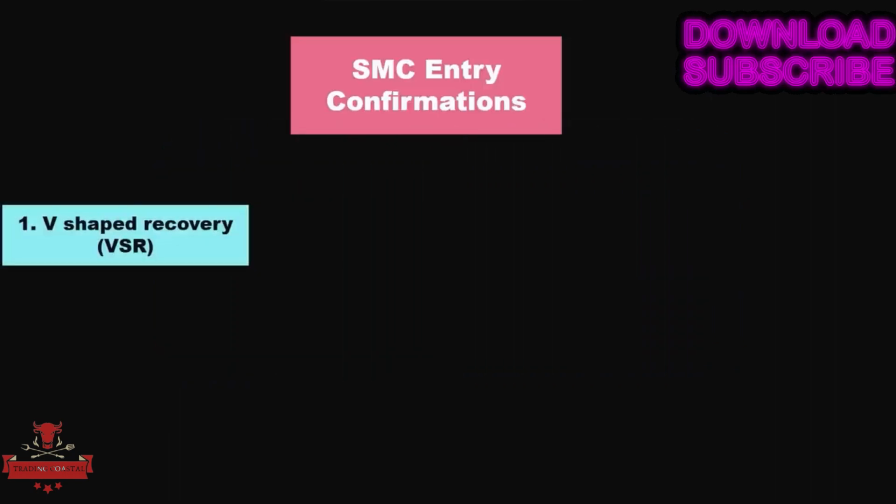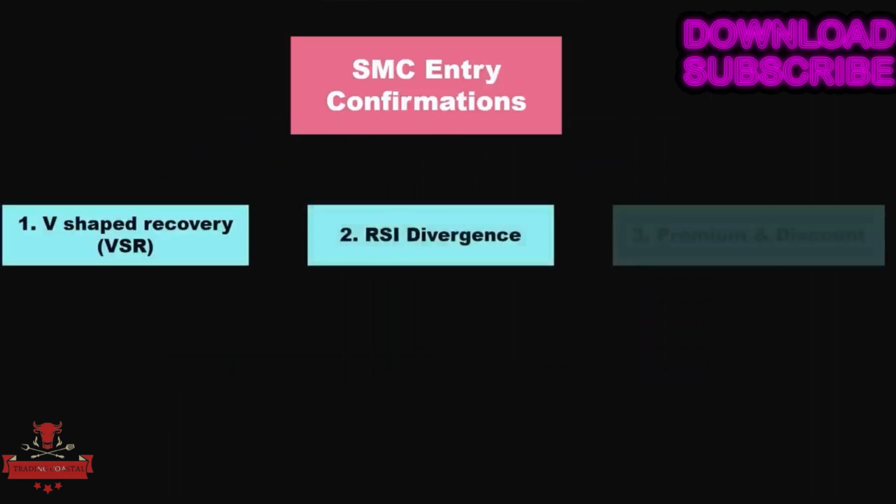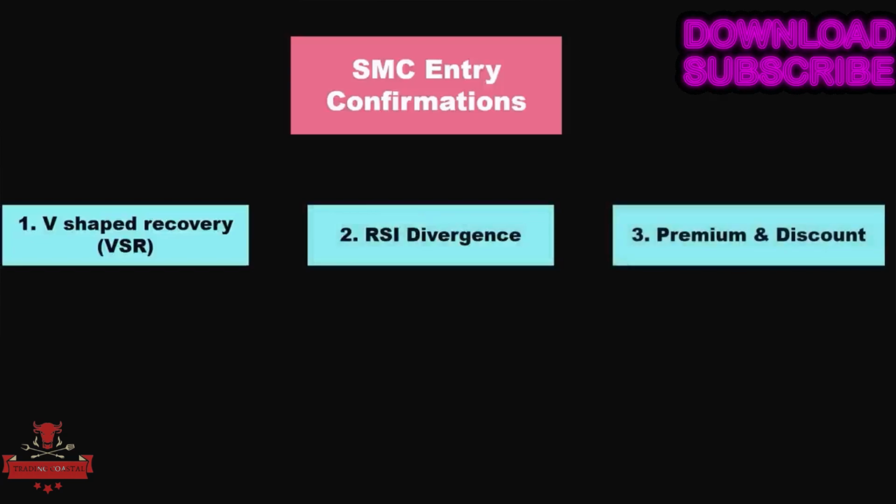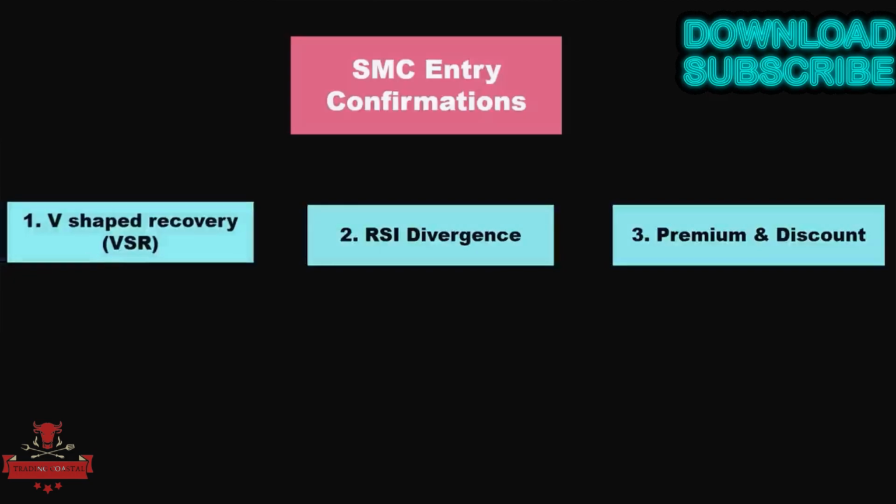What are the possible forms of entry confirmations that can be utilized within the smart money trading strategy? V-shaped recovery, RSI divergence, premium and discount zone. So, using each one of these in our trading can help increase the accuracy and effectiveness of our trading decisions, which enhances profitability and reduces risk exposure. So, let's dive deeper into this topic and explore how we can effectively use entry confirmations in executing trades. So let's get started with the VSR.